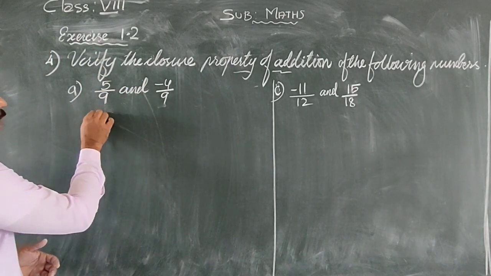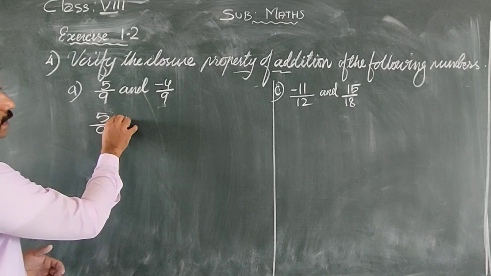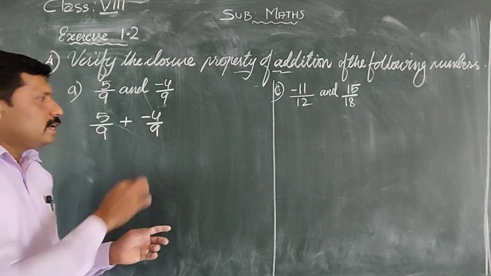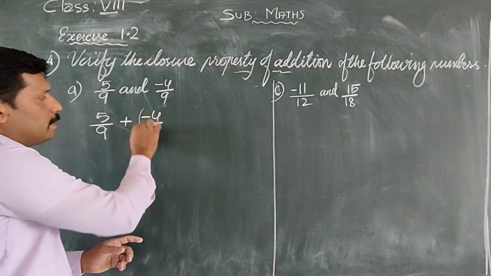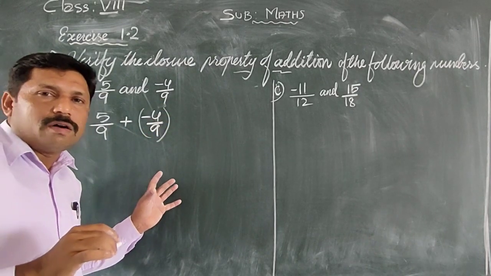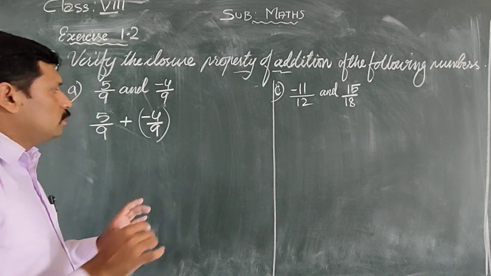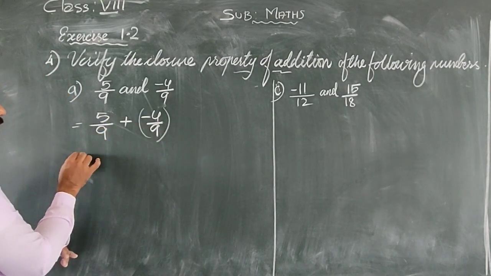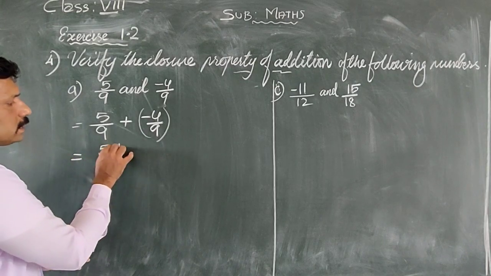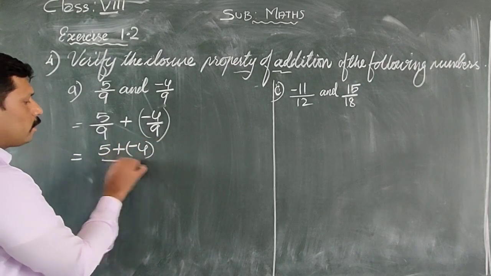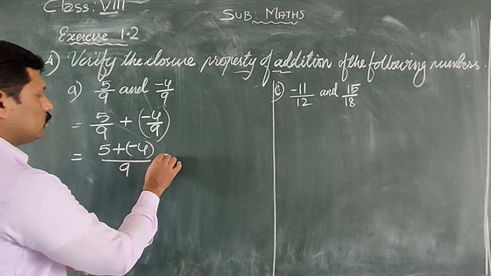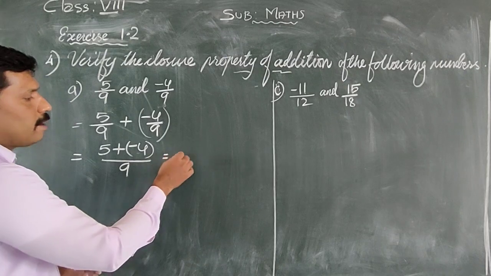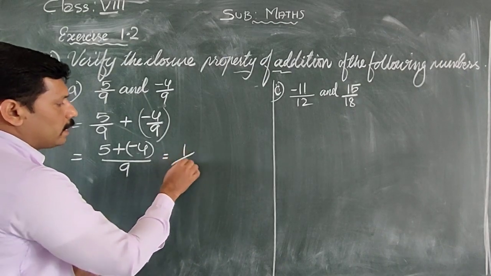First one is 5 upon 9 plus negative 4 upon 9. Here, we want to verify that after adding these two rational numbers, the result will also be a rational number. That we want to prove. So let us add this. Here denominators are the same. Therefore, we have to add the numerators. 5 plus negative 4 upon 9, that is equal to, one is positive, another is negative, therefore we have to subtract: 1 upon 9.